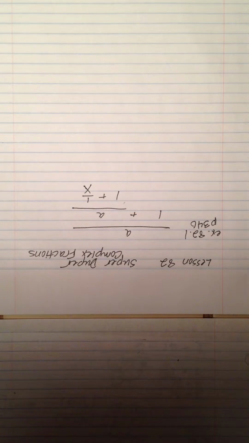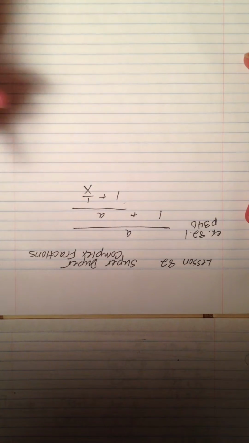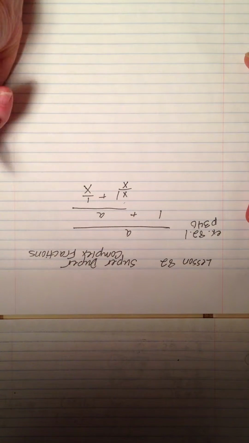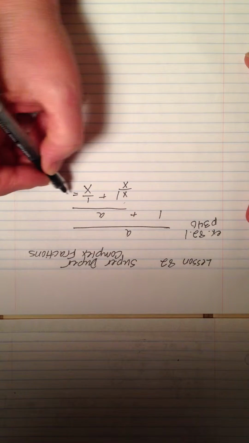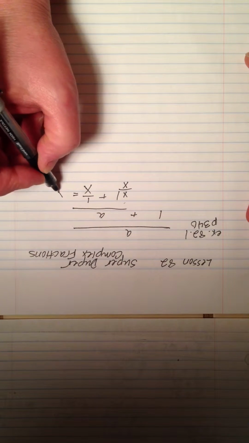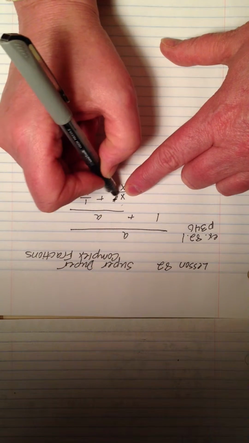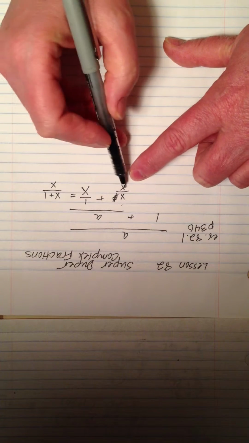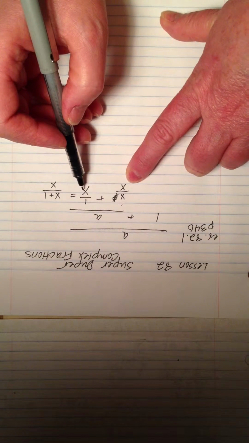So we're going to add the fractions, multiply by the reciprocal. Add the fractions, multiply the reciprocal. It's the same process, just repeating itself. So, in order to add these fractions, we'll multiply this by x over x, and then we'll be able to add them, and we'll get x plus 1 over x. Okay? So the first thing we did was we added the fractions.